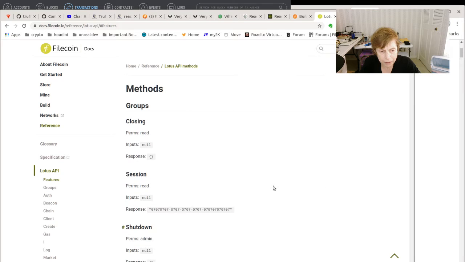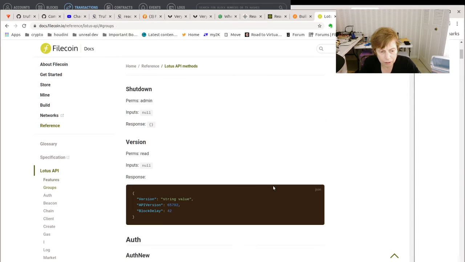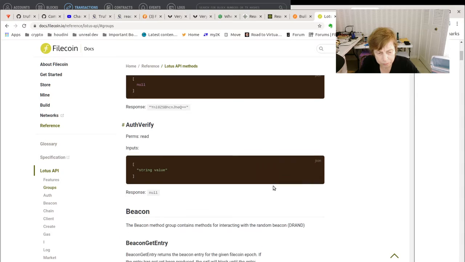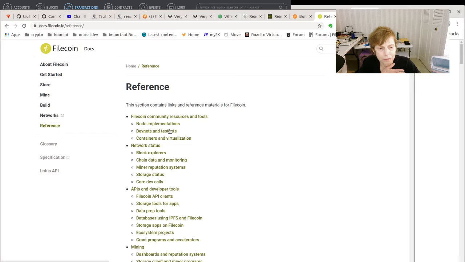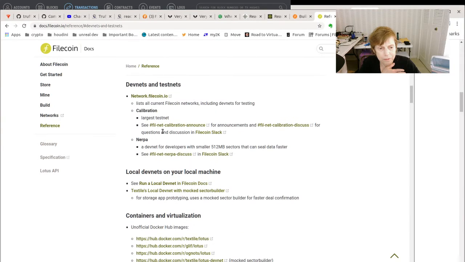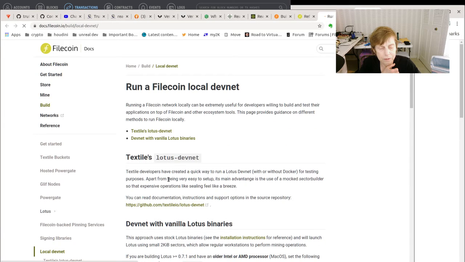They also had something where you could set up the local network, which I think is often the easiest thing to do. DevNets and testnets. So they talk about local DevNet and how to do that. So I think that's going to be one of the things we're going to want to do here. And figure out how do we store this data.